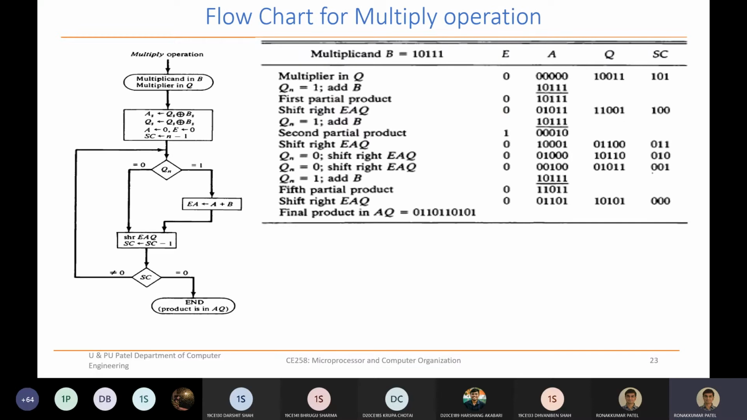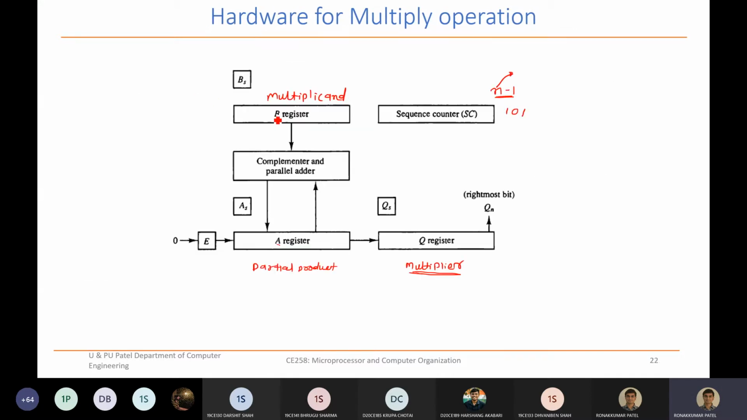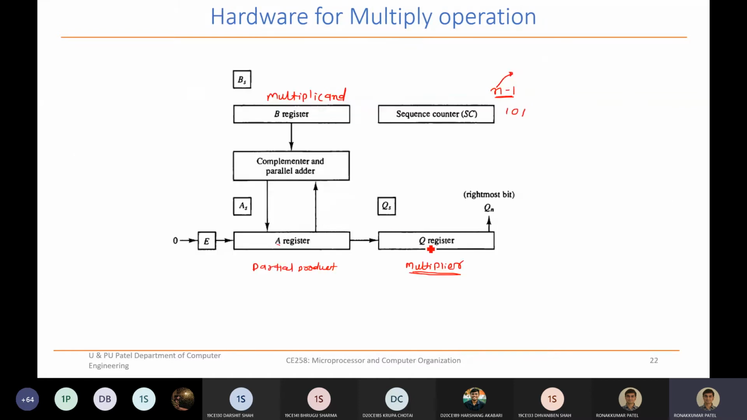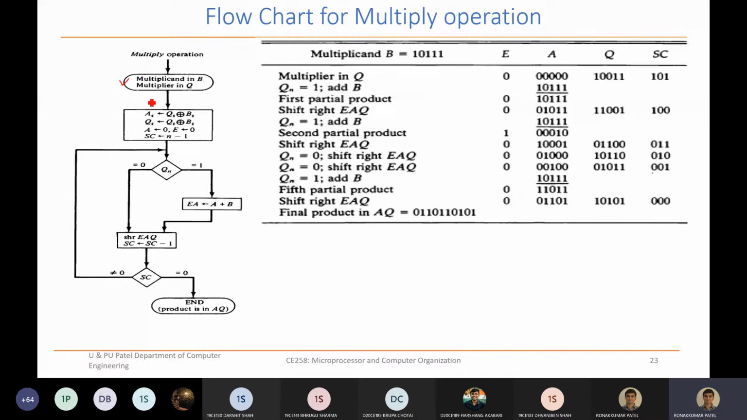So this is the flowchart of it. Let's understand that. Multiplicand in B, multiplier in Q register. So this is over. Now AS is QS exclusive-or BS. In B the multiplicand is there, so the sign of the multiplicand is in BS, multiplier in Q, so the sign of the multiplier is in QS.